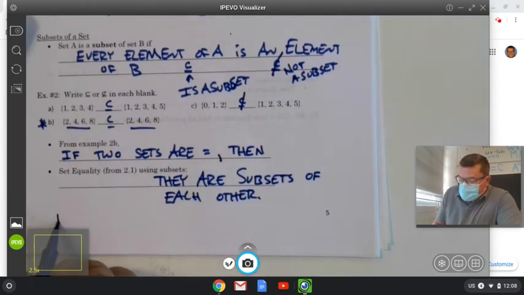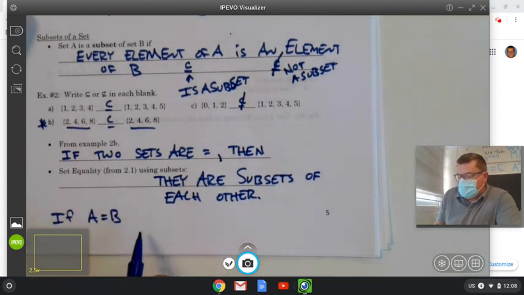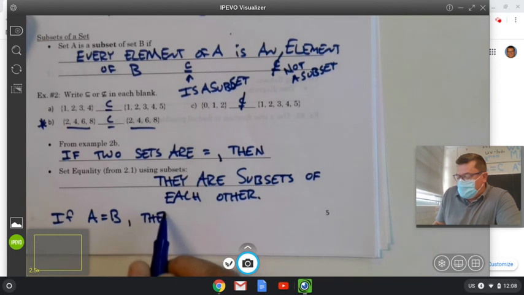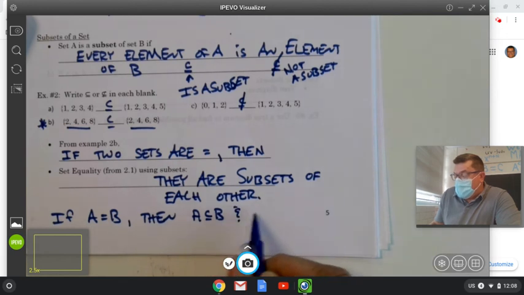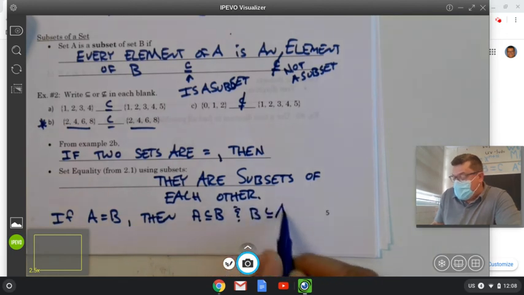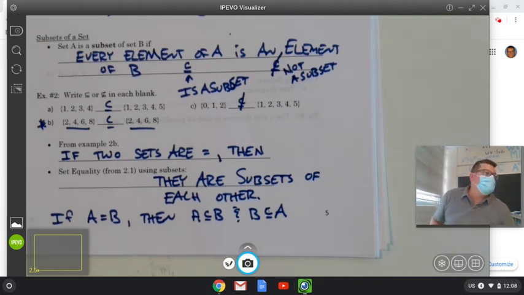In other words, if A equals B, then not only is A a subset of B, B is a subset of A. They're the same. So, moral of the story, every set is a subset of itself.